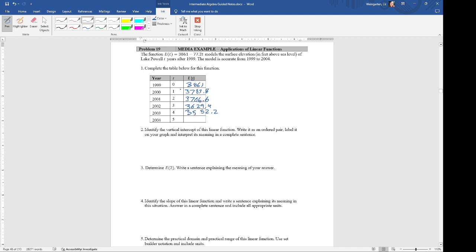And in 5 years, we get 3,475. So we just plugged in our t into this equation in order to fill out the table.